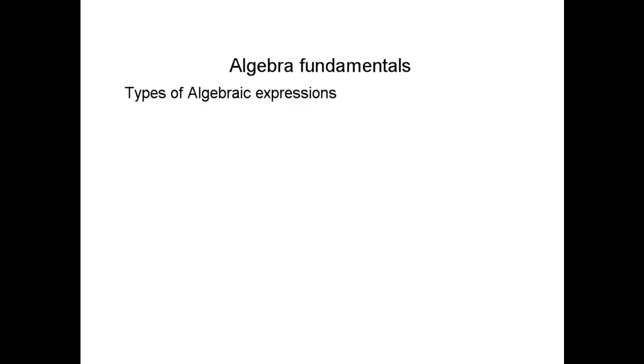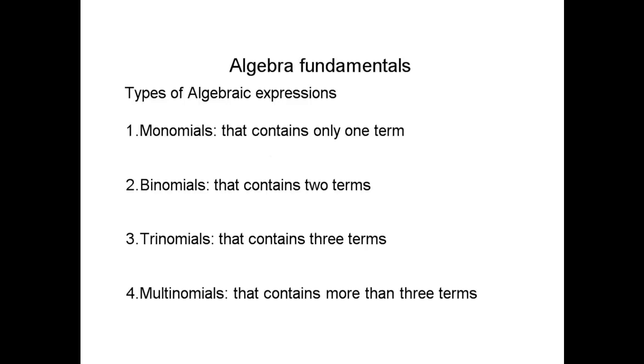So now more on the fundamentals in algebra. The different types of algebraic expressions we have are monomials, binomials, trinomials, and multinomials. Let's see what is a monomial. A monomial is an algebraic expression which contains only one term.